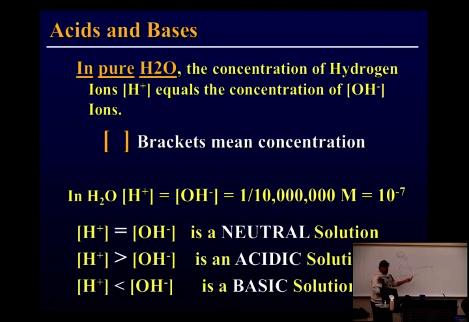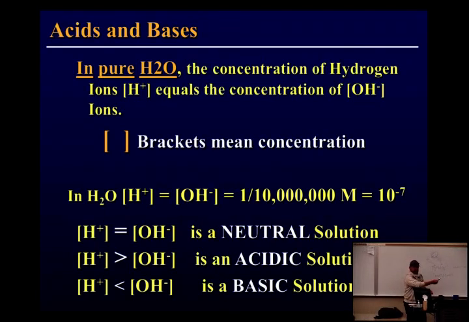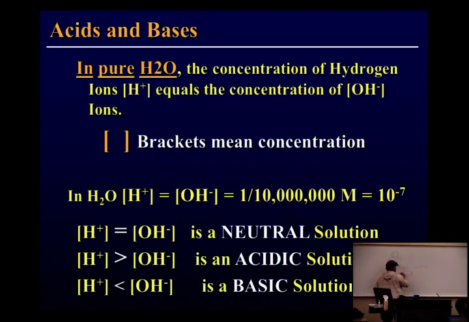I'm just going to stop writing molar. You guys understand that that's what it is? So when we multiply exponents, you add them. So negative 7 plus a negative 7 is negative 14. Okay?